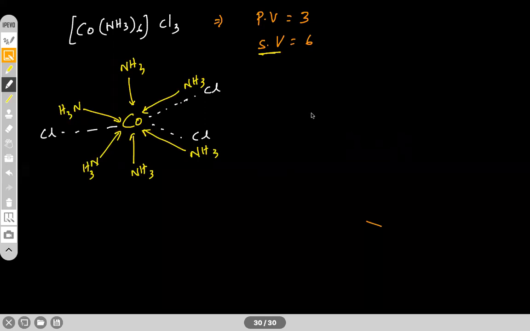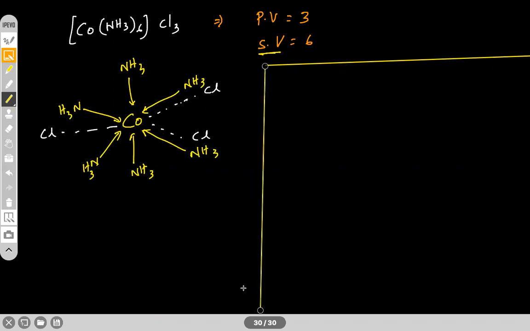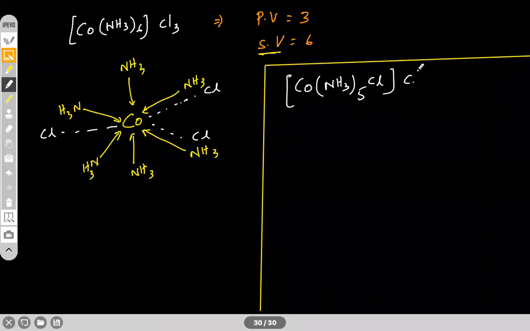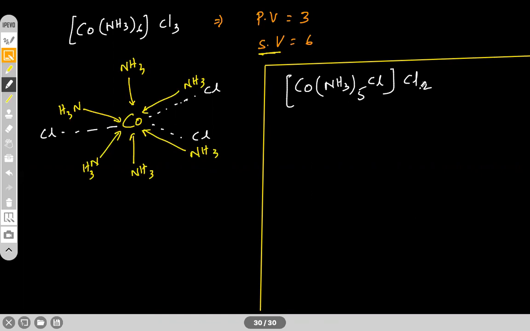Now, what I'll do is make one change in this. Suppose I am taking this one: [Co(NH3)5Cl]Cl2. In this molecule, the number of ionizable chlorine atoms is what? It is 2, which are outside the complex, right?